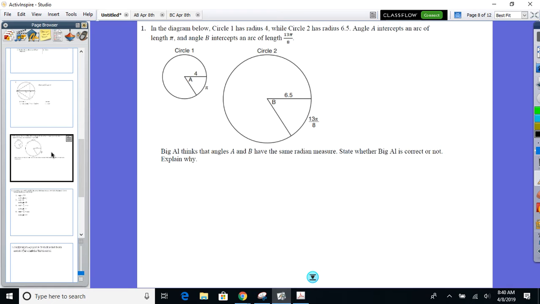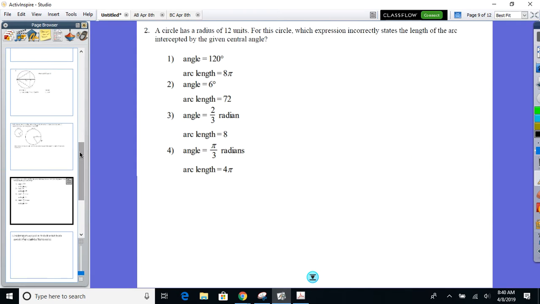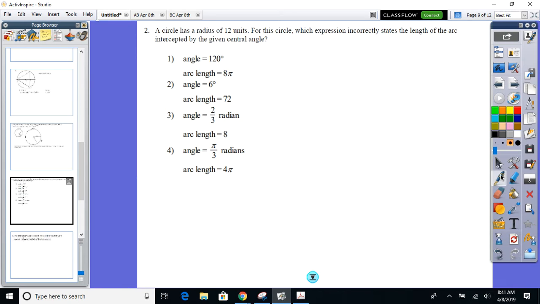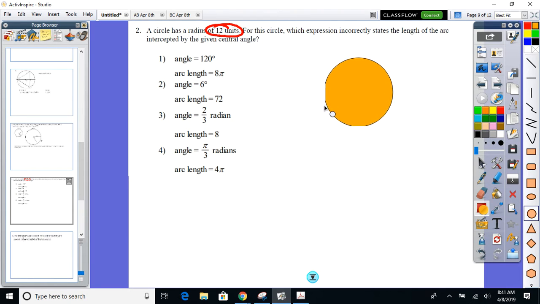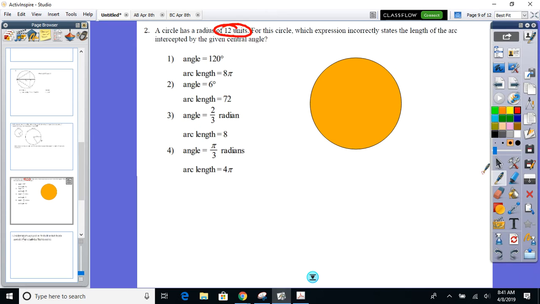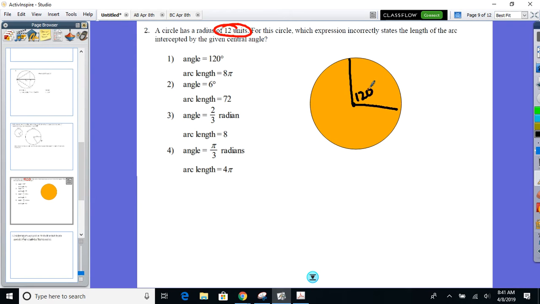Number 2. All right, here's number 2. Let me go slowly through number 2. Because first, I think the question itself was difficult to understand what we were looking for. First, every single scenario, the circle is going to have a radius of 12. Every single scenario. So the first scenario is saying, all right, you have a central angle of 120 degrees, and an arc length of 8, radius of 12, will that result in an arc length of 8 pi?